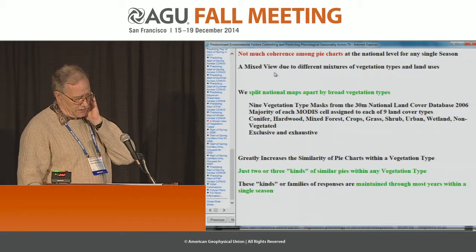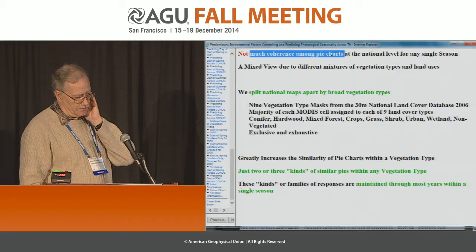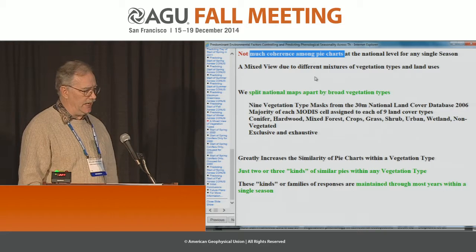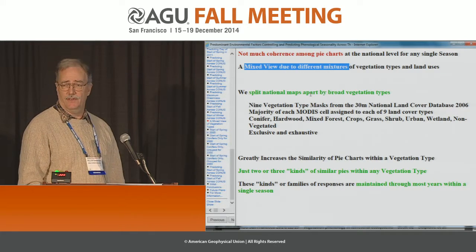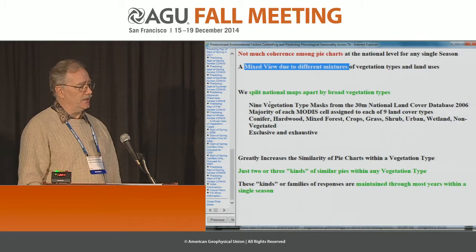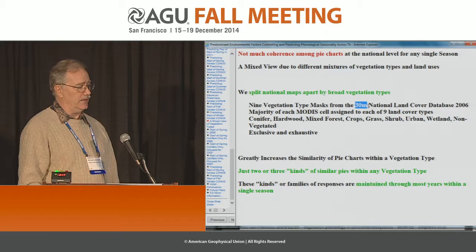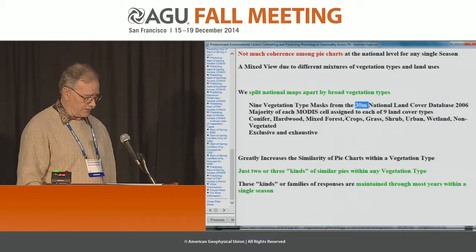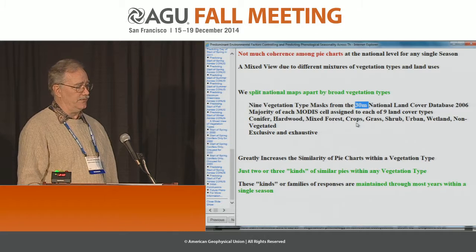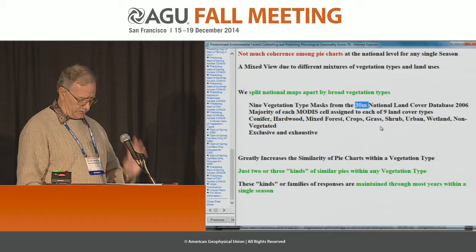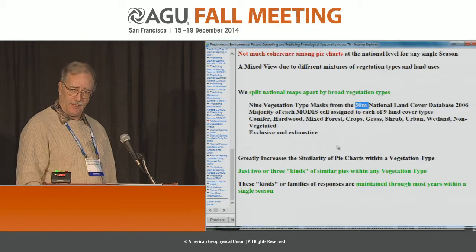Okay, well, I said a minute ago that there's not too much coherence among the pie charts when you just look at the whole nation, and maybe that's because it's kind of a mixed view due to different mixtures of vegetations and land use types. So we took the national land cover data set and we did a majority classification, that's 30 meters, up to the MODIS resolution, and we divided into 9 vegetation types: conifer, hardwood, mixed forest, crops, grass, shrub, urban, wetland, and non. I won't show you all those, but a very interesting thing happens, and let me show you that.